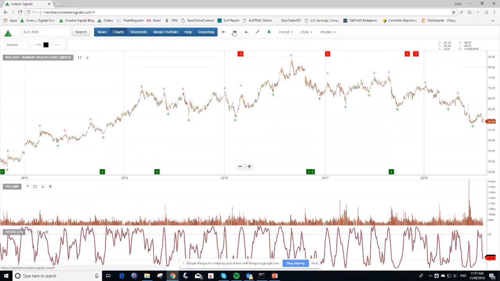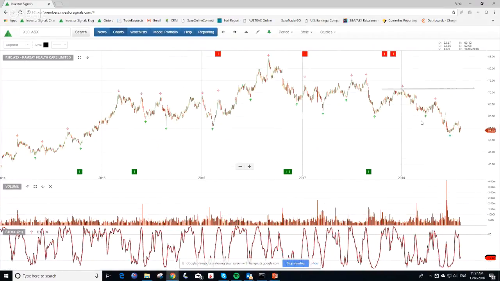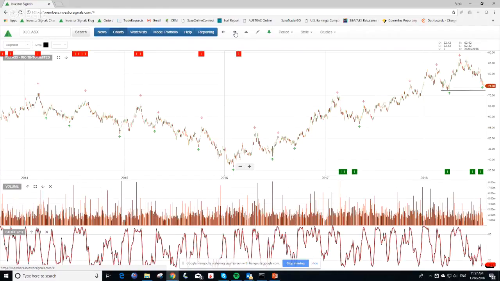REA Group we already covered, and there's a comment on the blog there. Ramsay Healthcare, finding it difficult to develop a support level. The stock's nearing a 3% dividend yield. If we saw another leg lower down to $50, I'd encourage you to really look to take action on that. I think at that low 50s, it looks very good long-term value to me.